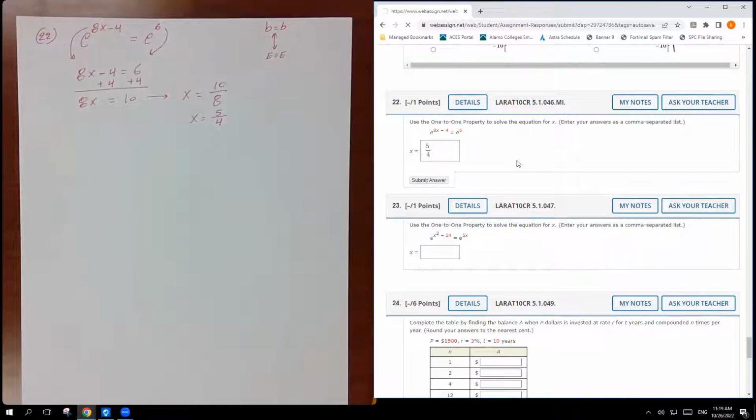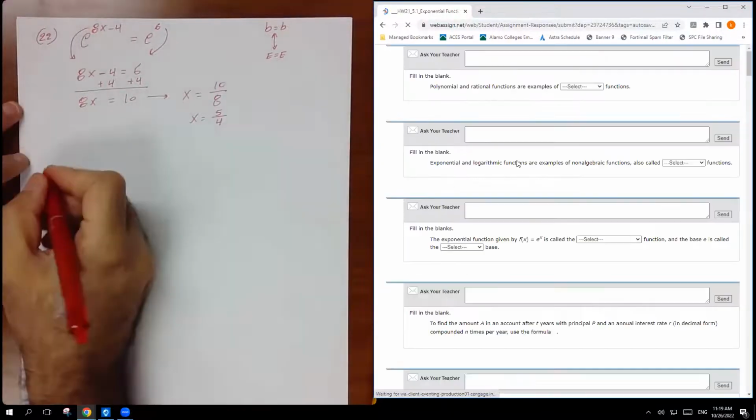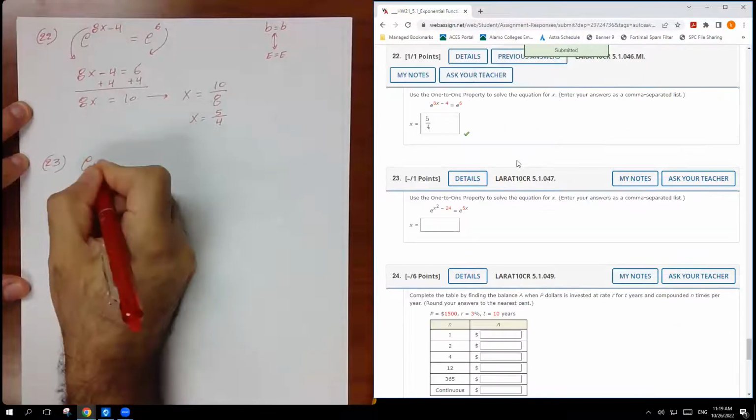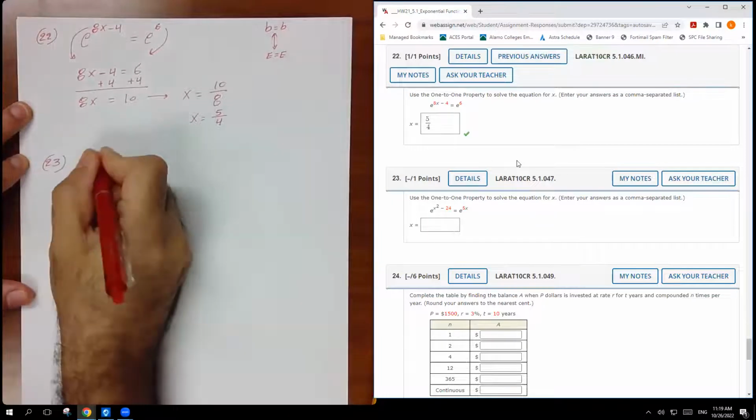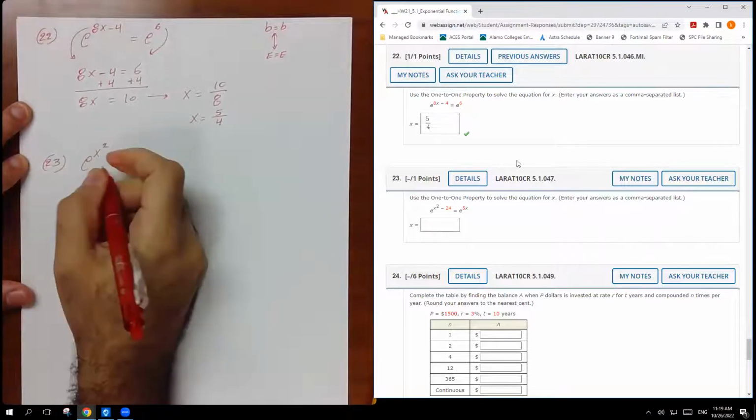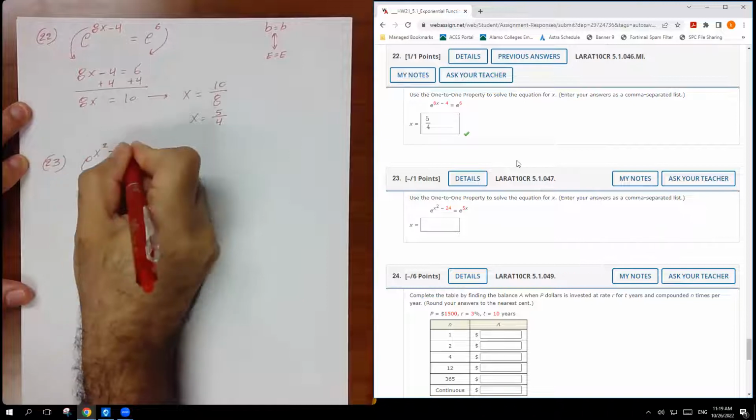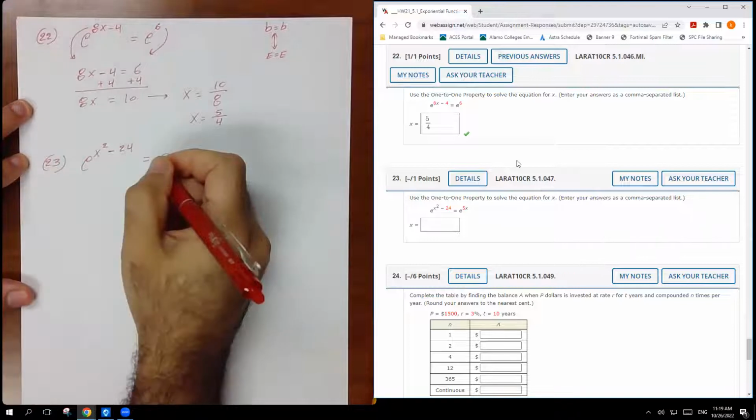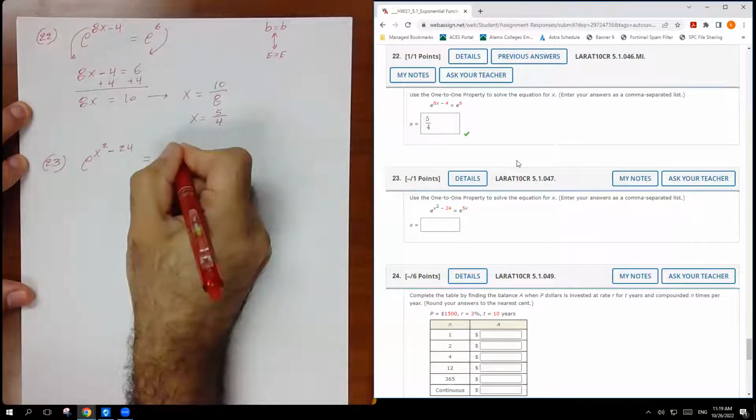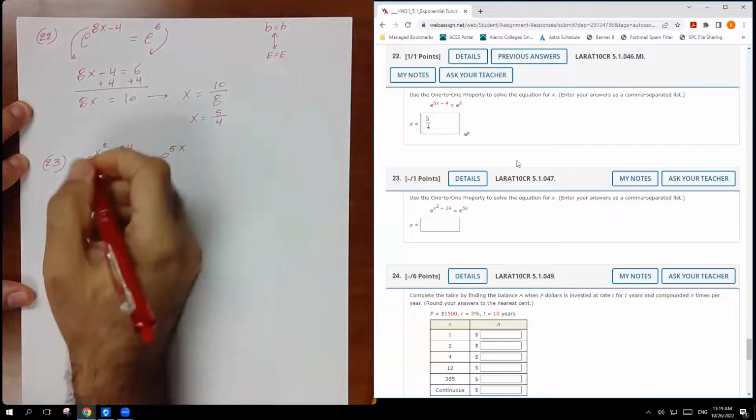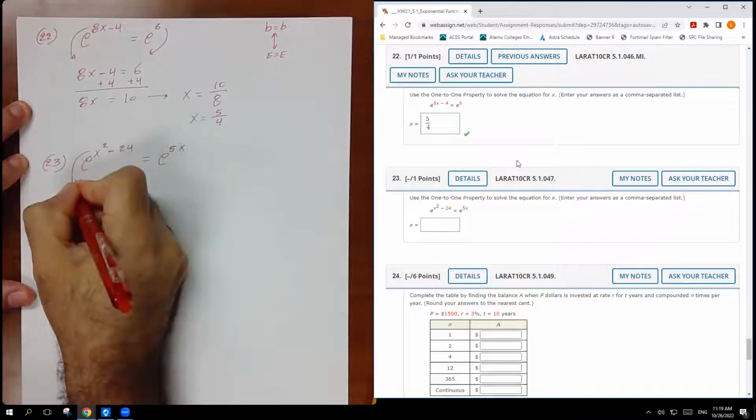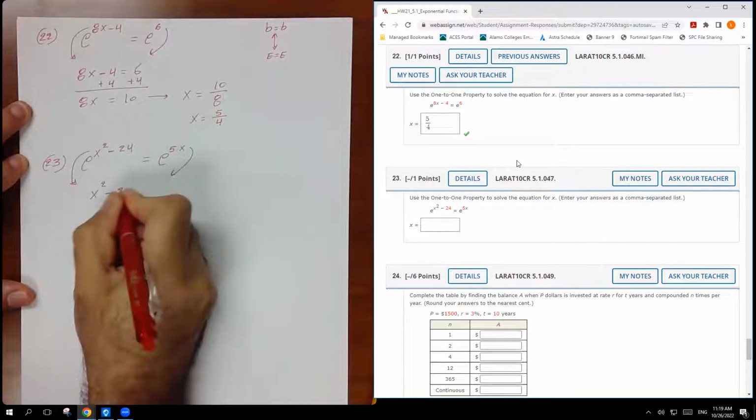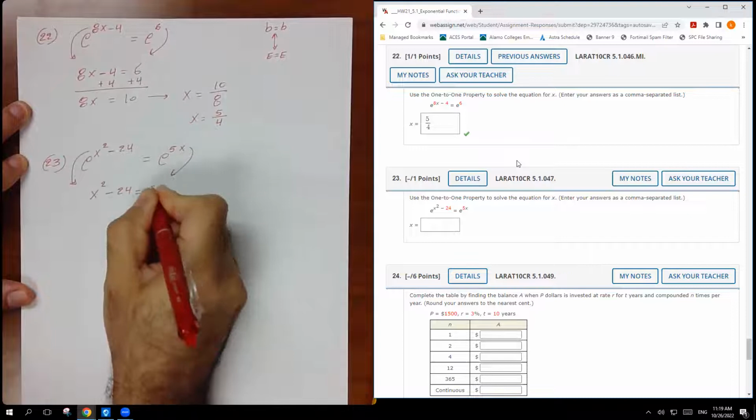The same thing with the next example, 23. We have e to the exponent x squared minus 24 equal e to the 5x. We have equal bases. That means we have equal exponents. So we're going to write down the exponents, which is x squared minus 24 equal 5x.